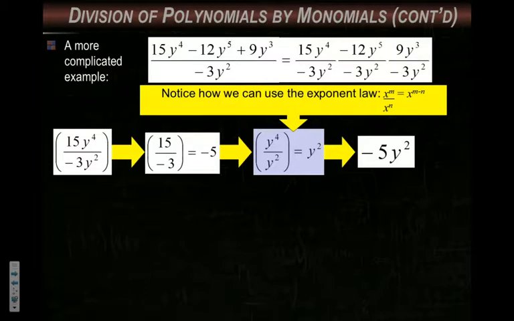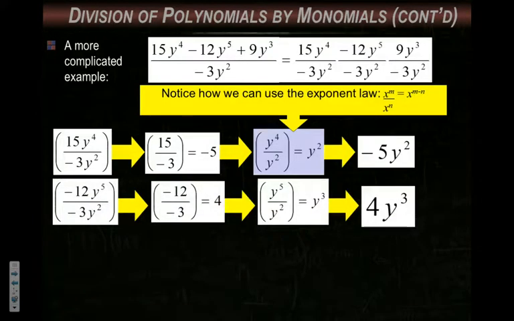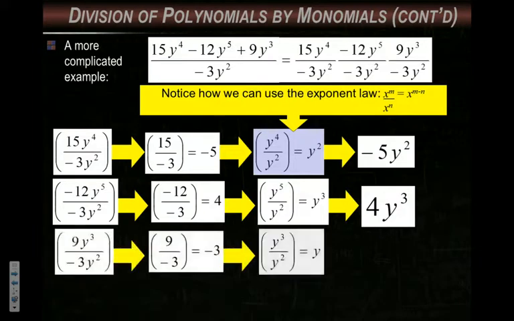Before I reveal it, can anyone guess what this next term is going to become? First of all, what's the sign? Positive, right? Negative divided by negative, positive. What's 12 divided by 3? 4. What's y to the 5th divided by y squared? Y cubed. You guys have got this. Okay? You will work it out, and you got the right answer there. What about this one? What's negative 3y? Yeah, negative 3y. Let's see if he's right.